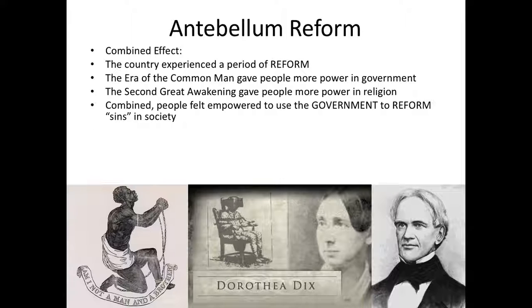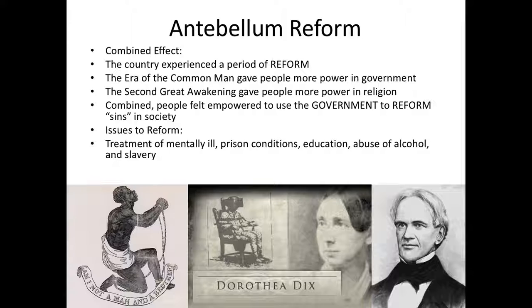However, women really do want the right to vote as well. They want this to be the era of the common human, not just the common man. So what issues do they target? They will target the issues related to the mentally ill, which will become issue number 1 here shortly. They'll want to tackle the issue of prison conditions, which will be issue number 2. They'll want to tackle the issue of education, or the lack thereof, issue number 3. They'll want to tackle the issue of alcohol abuse, issue number 4.